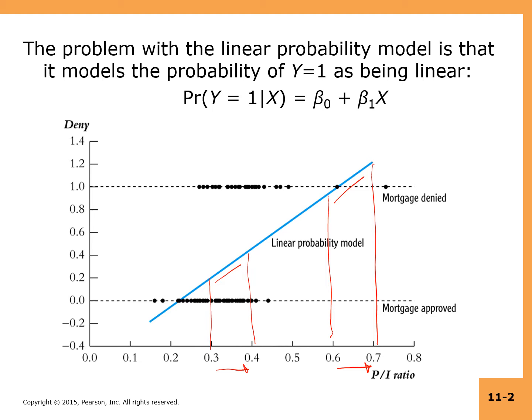Also, the second disadvantage of the linear probability model is that the probability can be less than 0 or greater than 1. In this case, the predicted probability of being denied when the PI ratio is equal to 0.7 would be almost 1.2, which is greater than 100%. And since probability ranges between 0 and 1, or 0 to 100%, having a predicted probability greater than 1 doesn't really make sense. So these are some of the disadvantages of the linear probability model, which arise from fitting a straight line to the observations. In this lecture, we're going to talk about another option, a nonlinear model called Probit.